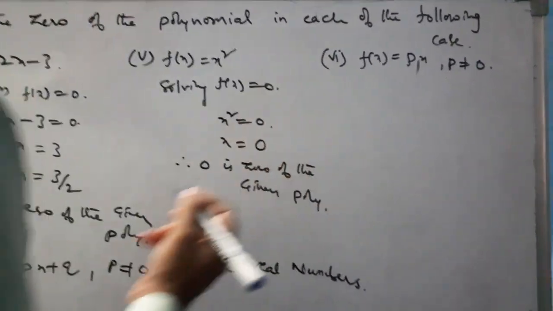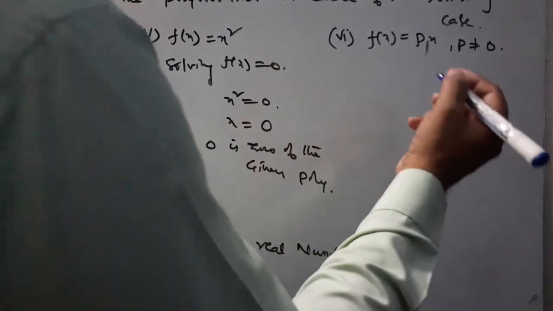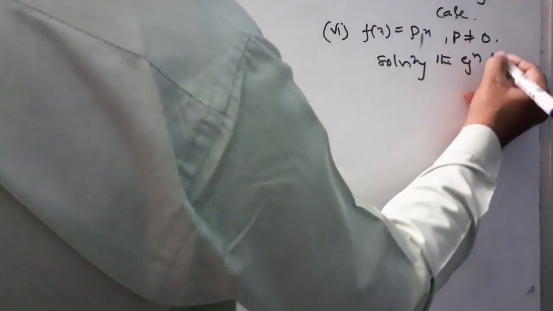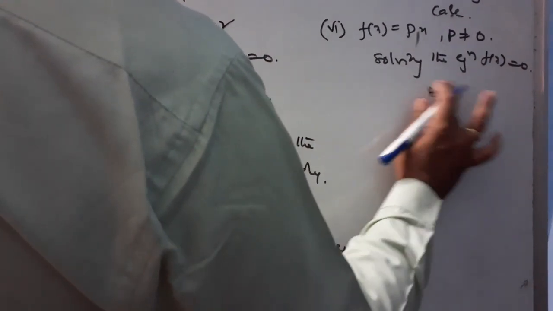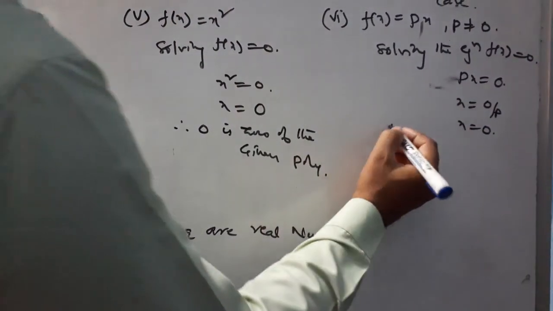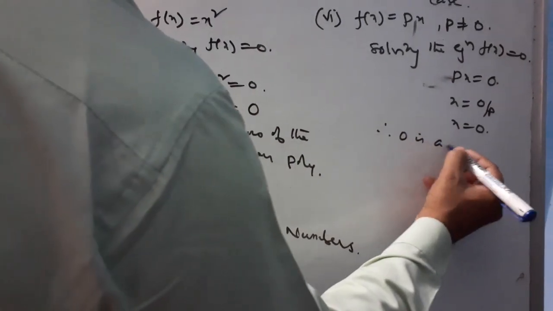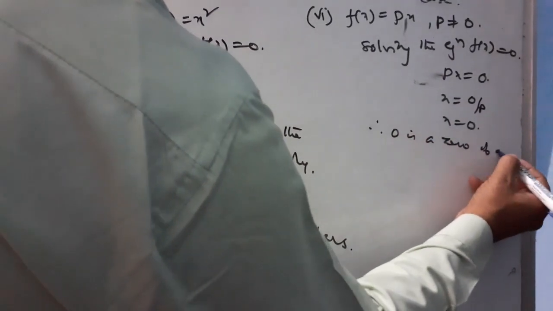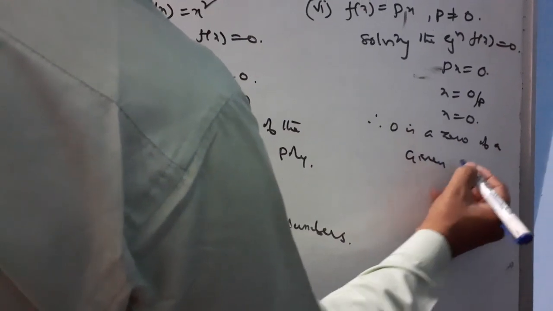Next, f of x equal to px, p is not equal to 0. So here also solving the equation f of x equal to 0. So px is equal to 0. So x is equal to 0 by p. Therefore x is equal to 0. So therefore 0 is a 0 of the given polynomial.